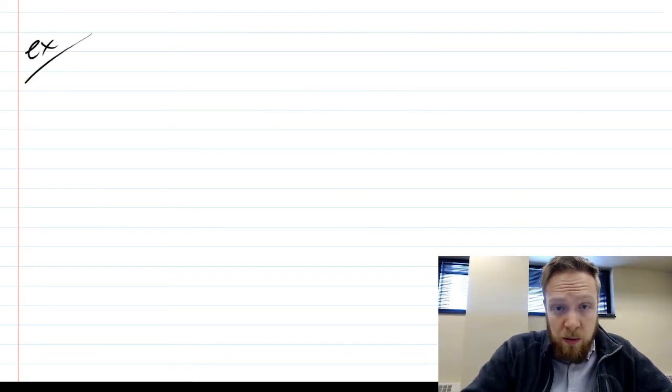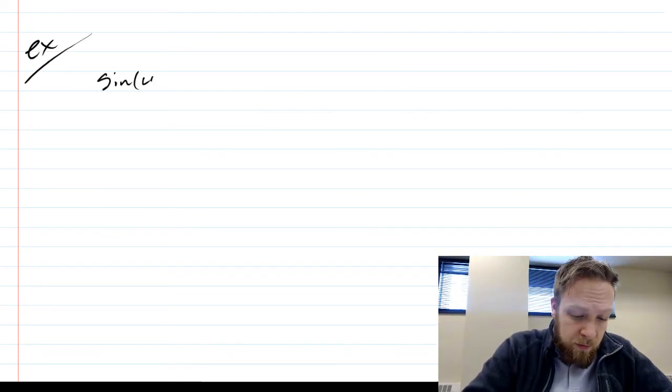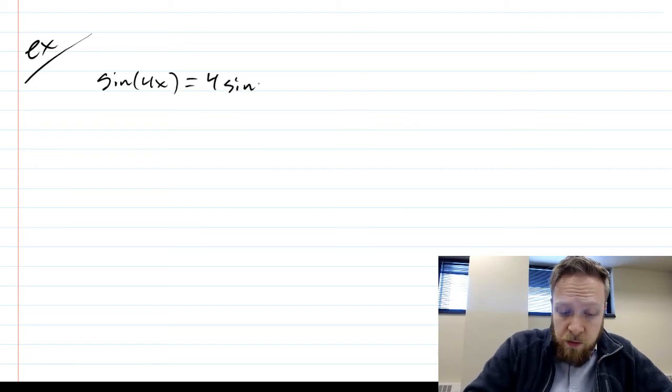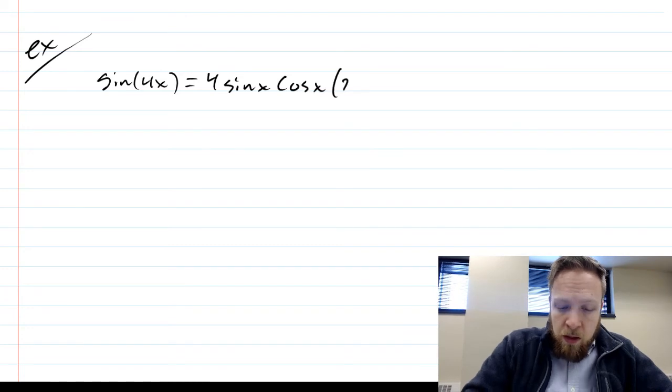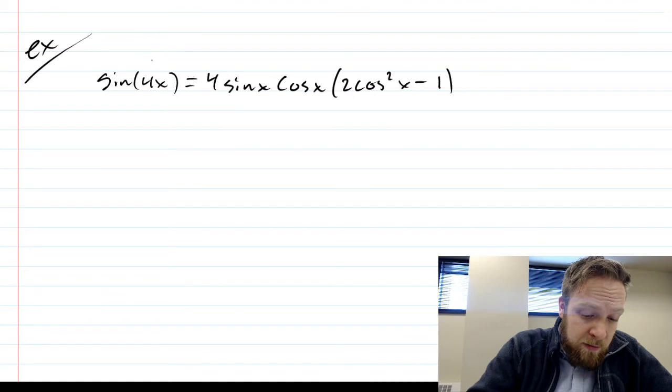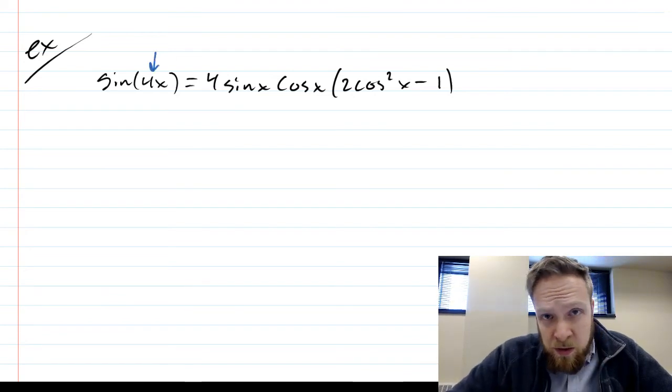So I want to show you one last example before we end. I want to show where this might actually come up in an identity. So for example, we have sine of 4x on one side, and we have to show that this is 4 sine x cosine x times 2 cosine squared x minus 1. It's a mouthful. Now on the right side, it is more complicated looking, but we're going to keep using the same trick that we've been talking about. And that is, look at this argument, this 4x, and break it up in a different way.